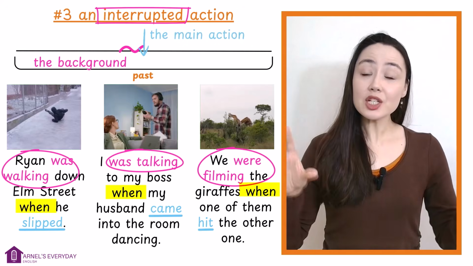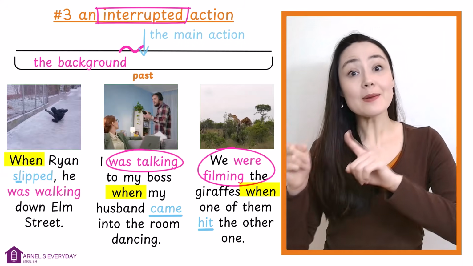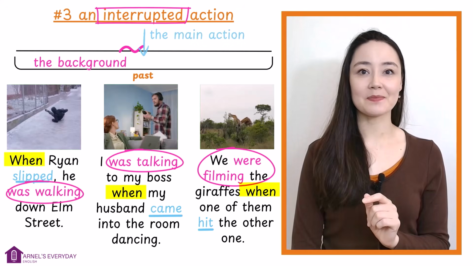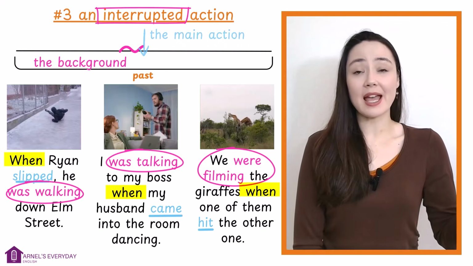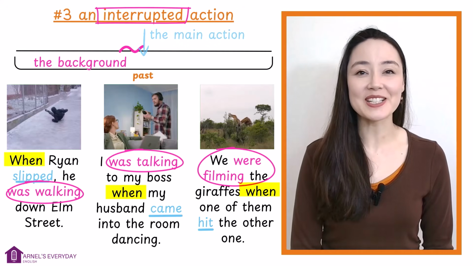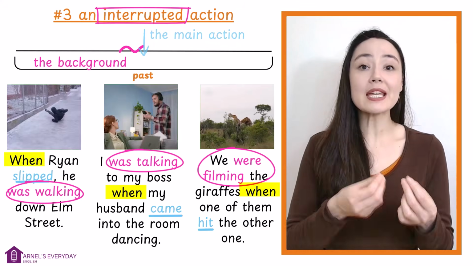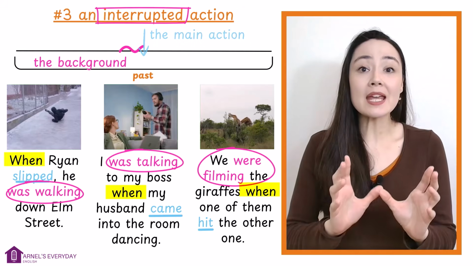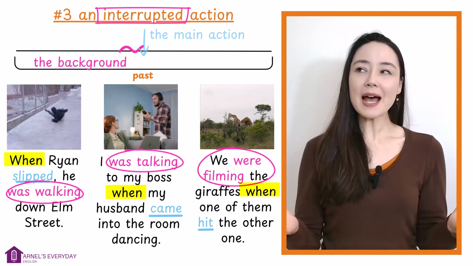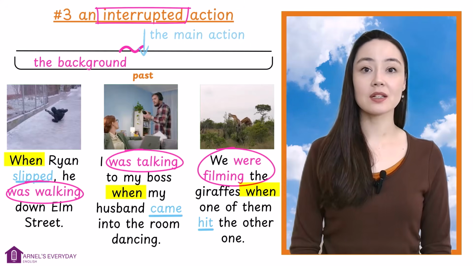Yes, we can change things around. That doesn't matter. When past simple, past continuous. When Ryan slipped, he was walking down Elm Street. That also works. In all of my examples, the past simple is the more interesting, important action. It gives you the main information. The past continuous is just the background.